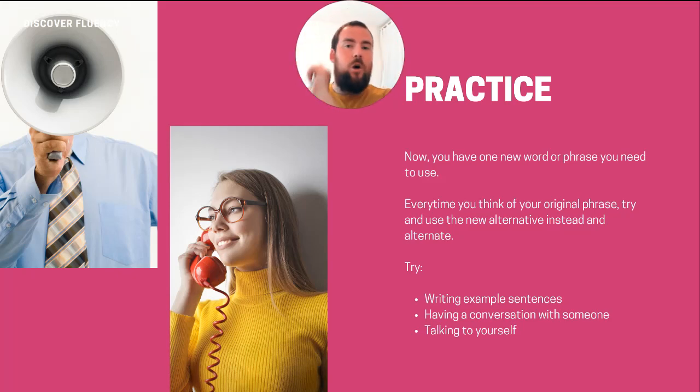You just have those two options and you can switch between them. Also, to do this, you don't necessarily have to speak. You can write example sentences where you write sentences you would normally write with the previous word and then change it to the new word. You could sit and just talk to yourself and try to use it in sentences yourself. It's all about just using and creating phrases.